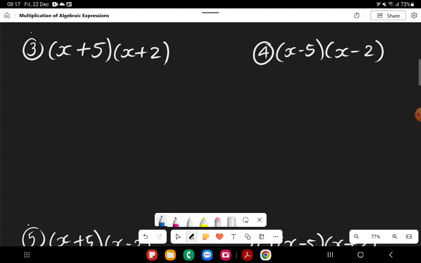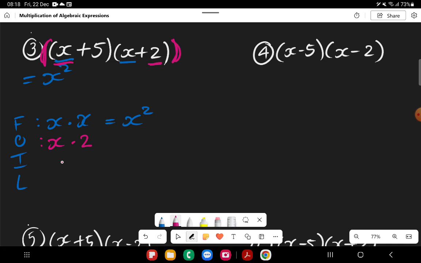So let's attempt this. According to FOIL, we need to do first with first, outer with outer, inner with inner, and last with last. So let's start. First with first is going to be x times x, which is x squared. So I'm going to put that there as my first line. Then outer with outer, that's going to be x times 2. Now outer is on the outside of both brackets, which gives me 2x.